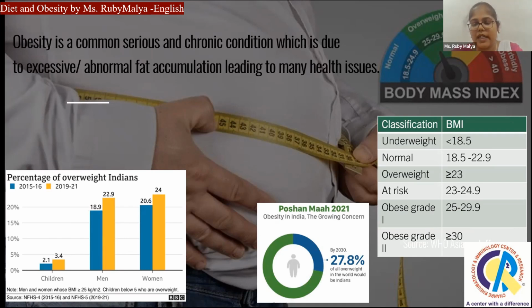Recently, Poshan Abhiyaan 2021 said that by 2030, 27.8% of the obese people in the world will be Indian. That means if there is a group of 100 obese people from all over the world, 27 of them will be Indian.